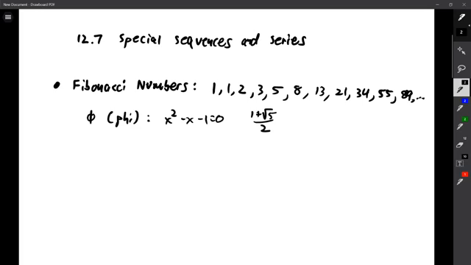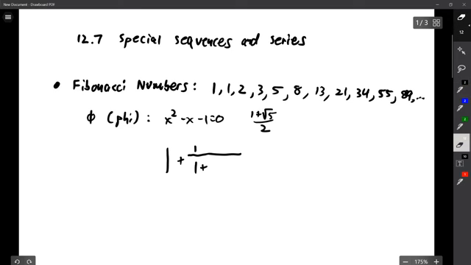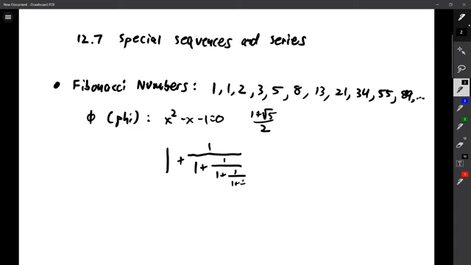Or you can represent it as an infinite ongoing fraction: 1 plus 1 over 1 plus 1 over 1 plus 1 over 1 plus 1 over, and keep that going forever. It's weird, but it's the exact same thing as 1 plus root 5 over 2, which is approximately 1.618034. That's a rounding of it.